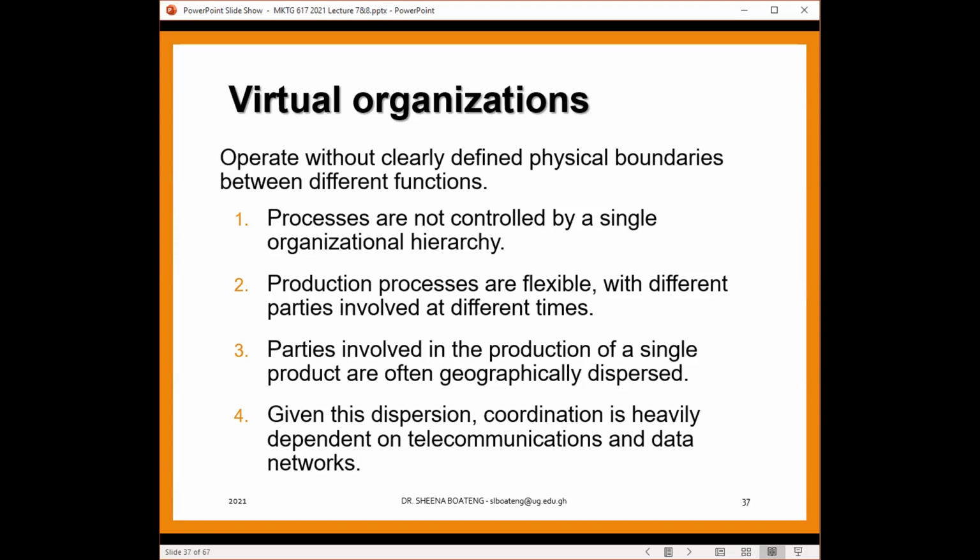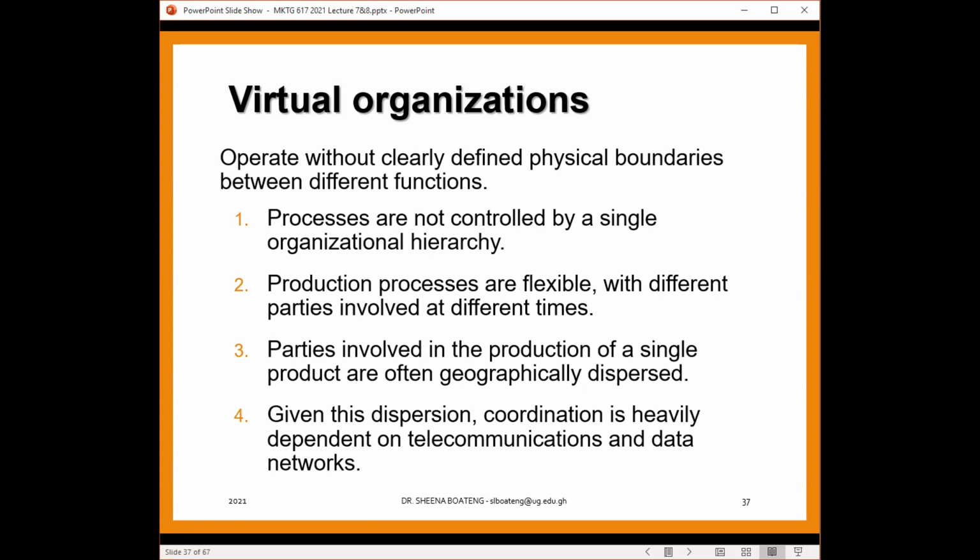We can also talk about the fact that parties involved in the production of a single product are geographically dispersed. Like I mentioned, we can have accounts and finance in the UK, and have marketing and sales in Ghana, and have IT somewhere in China, right? Because of the virtual nature of our operations.